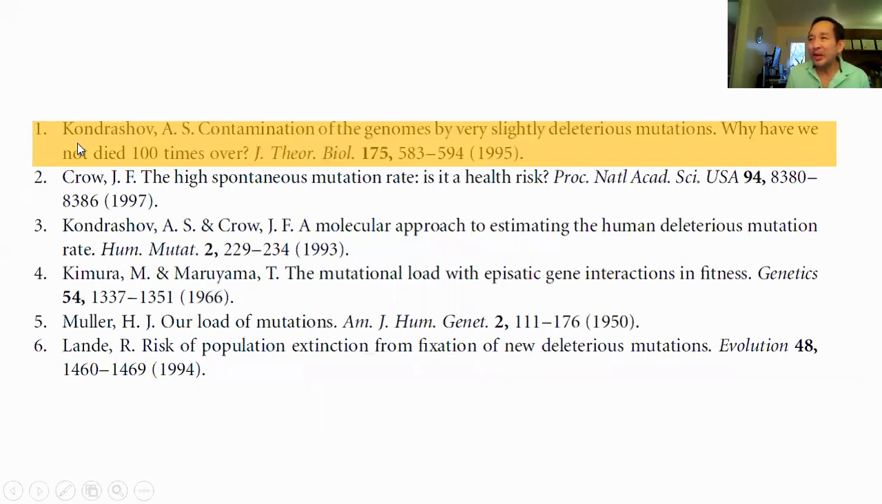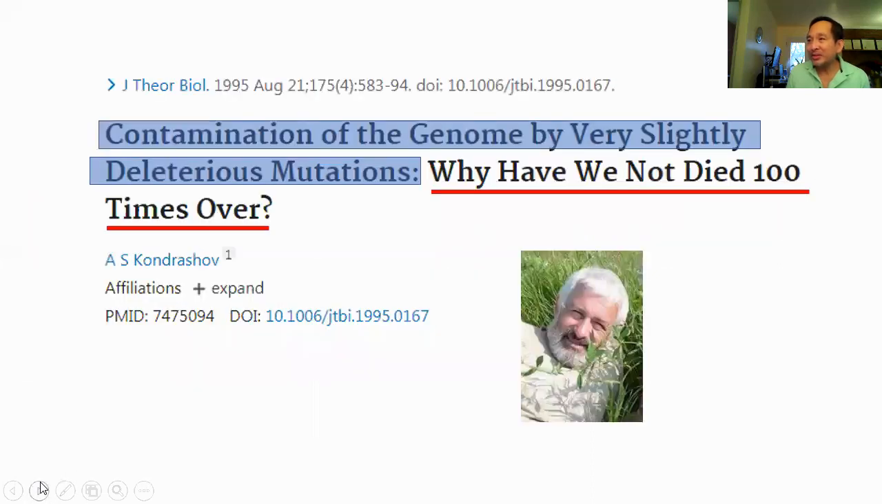It also cites this paper by Kondrashov, and Kondrashov says, why have we not died 100 times over? The basic concern is that if we have a very functional genome, and more than, say, one deleterious mutation per individual per live birth, we shouldn't be alive. So this is still an outstanding question in population genetics. I'm not quoting creationist literature. This is mainstream literature.